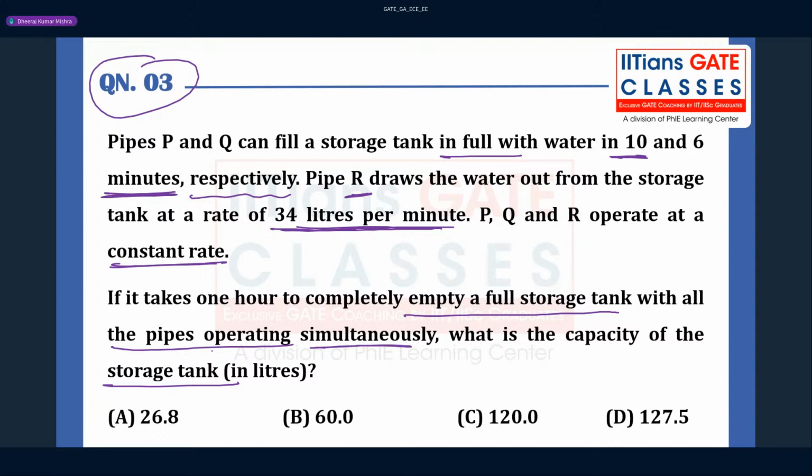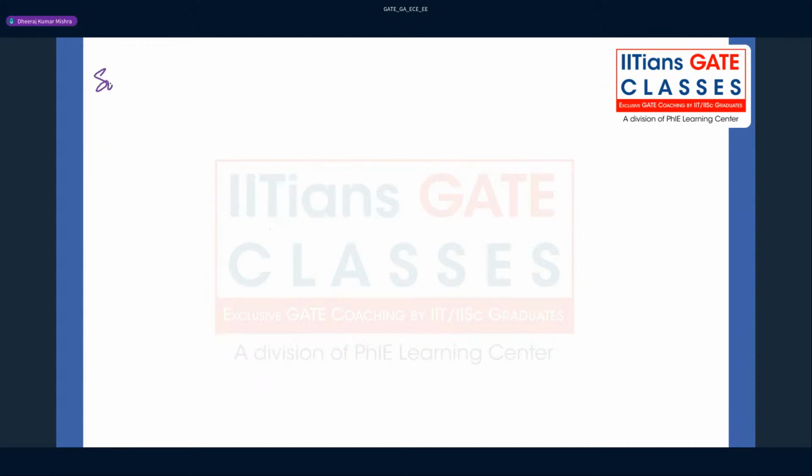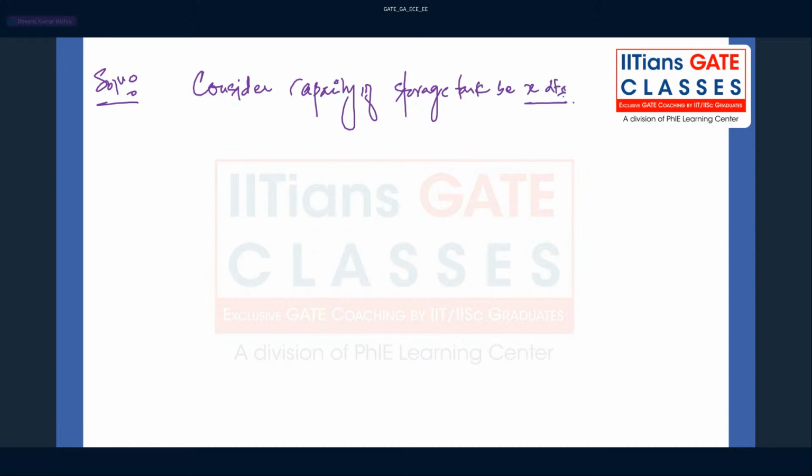So what will be the solution, guys? What you can do here is consider that the capacity of the storage tank is x liters. Let the capacity of the storage tank be x liters. If there is a huge amount of water, we always express it in liters, since liter is a large quantity.